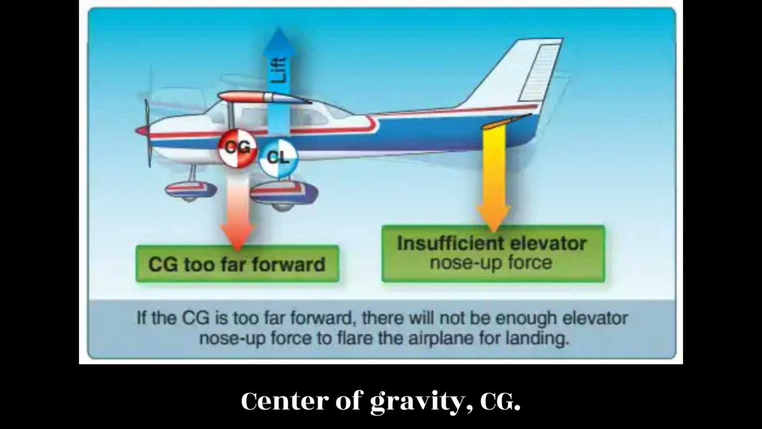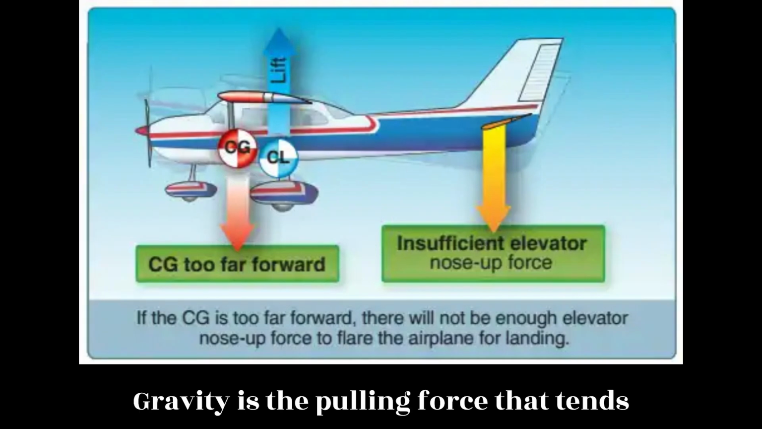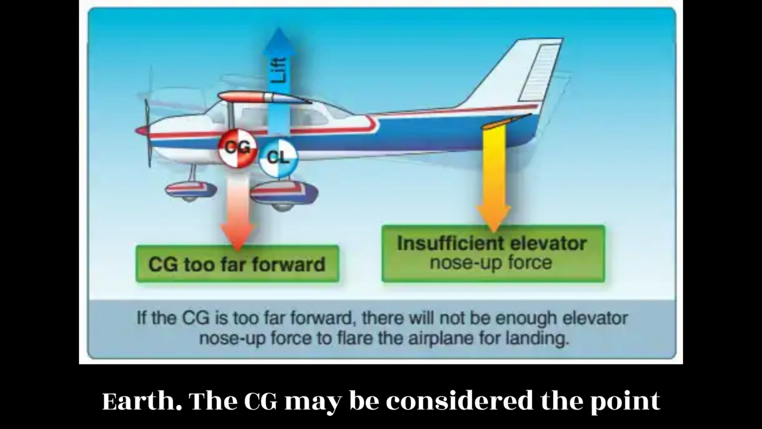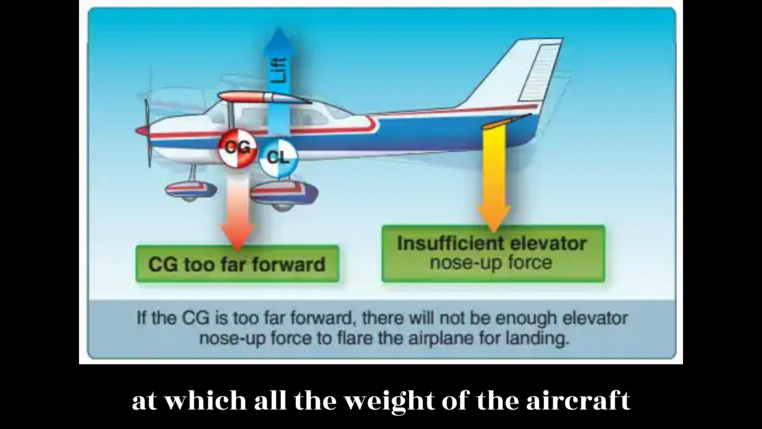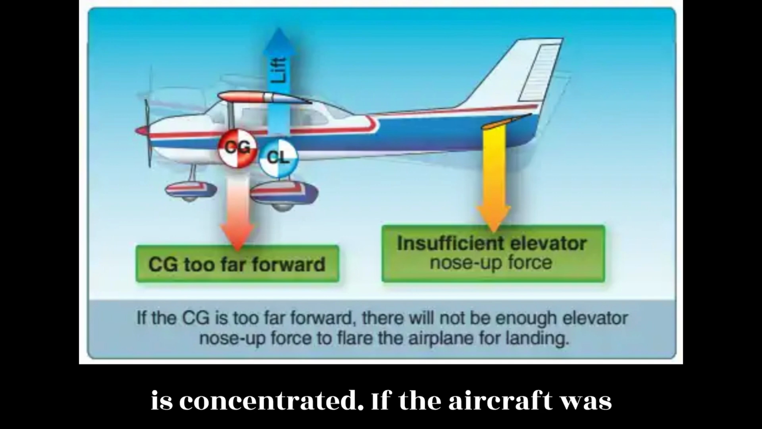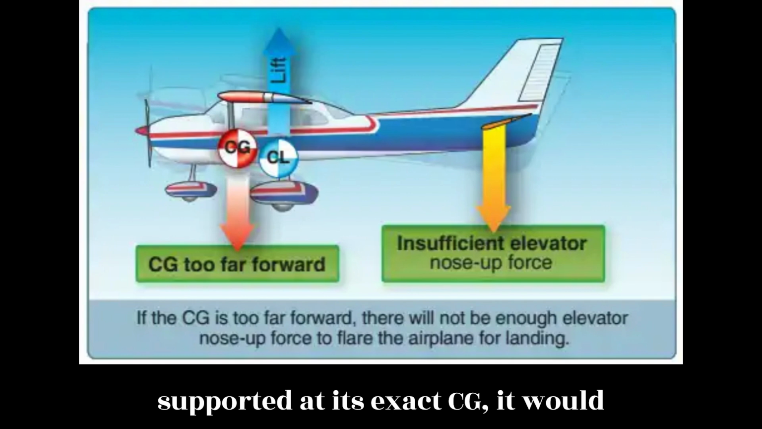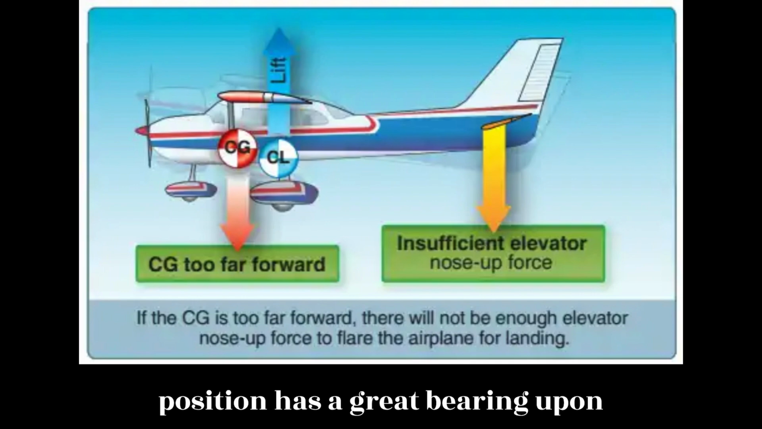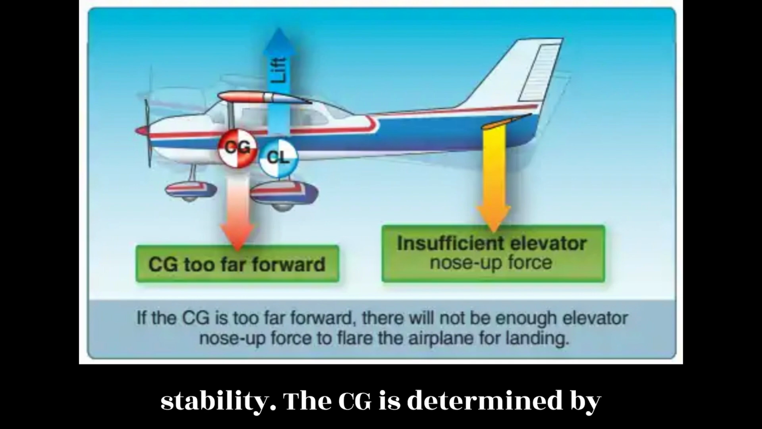Center of gravity, CG. Gravity is the pulling force that tends to draw all bodies within the Earth's gravitational field to the center of the Earth. The CG may be considered the point at which all the weight of the aircraft is concentrated. If the aircraft was supported at its exact CG, it would balance in any position. CG is of major importance in an aircraft, for its position has a great bearing upon stability.